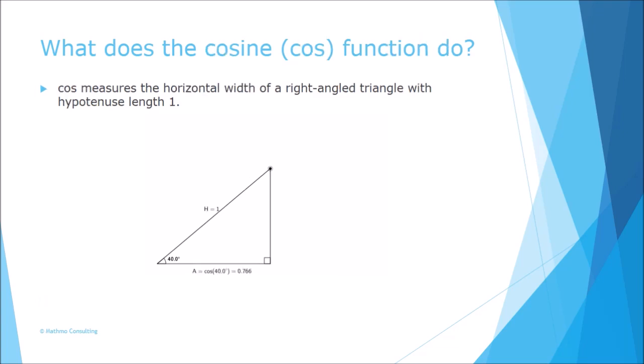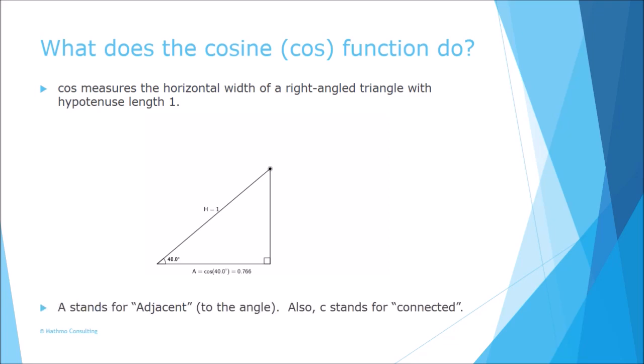Now let's move on to cos, which is short for cosine. So while the sine function measured the triangle's height, the cosine function measures the horizontal width of that same triangle. So when the angle is very small, cos of the angle is very close to the length of the hypotenuse. But as the angle grows, the narrower the triangle becomes, so cos is very small. When your calculator tells you that cos of 40 degrees is 0.766, it's telling you that this right-angled triangle is 0.766 units wide.